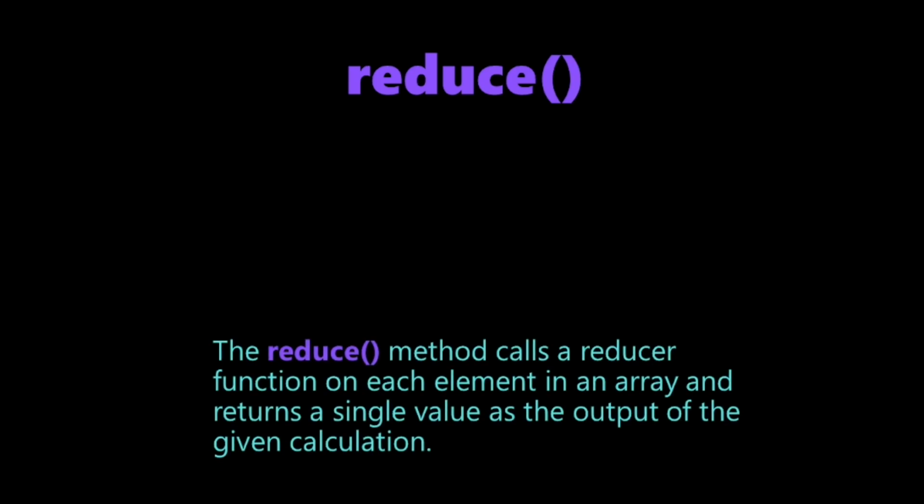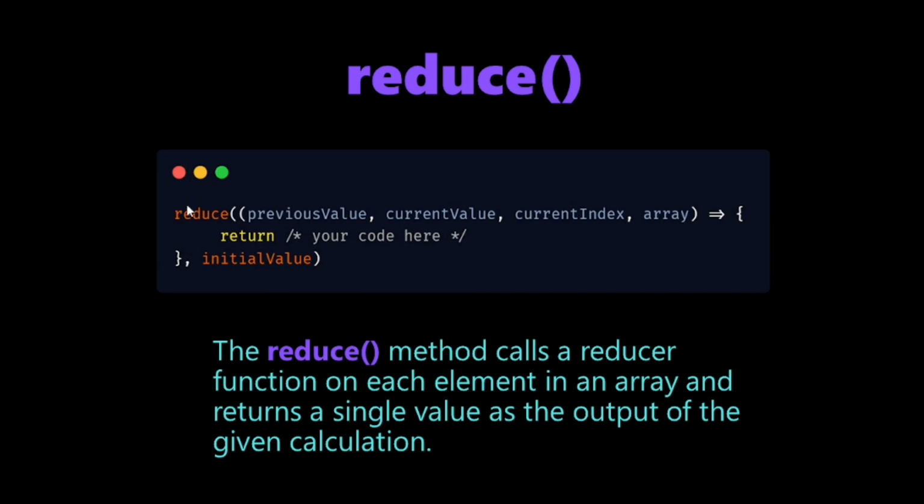The reduce method calls a reducer function on each element in an array and returns a single value as the output of the given calculation. And it looks like that. We have the reduce method with two arguments, which is a callback and the initial value, which is not always necessary. The callback takes four arguments: previous value, current value, index, and an array, which we are using. And we here return some piece of code.